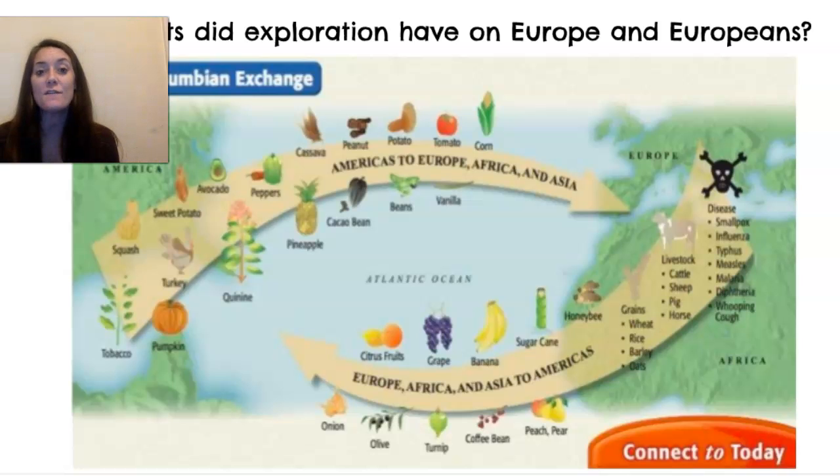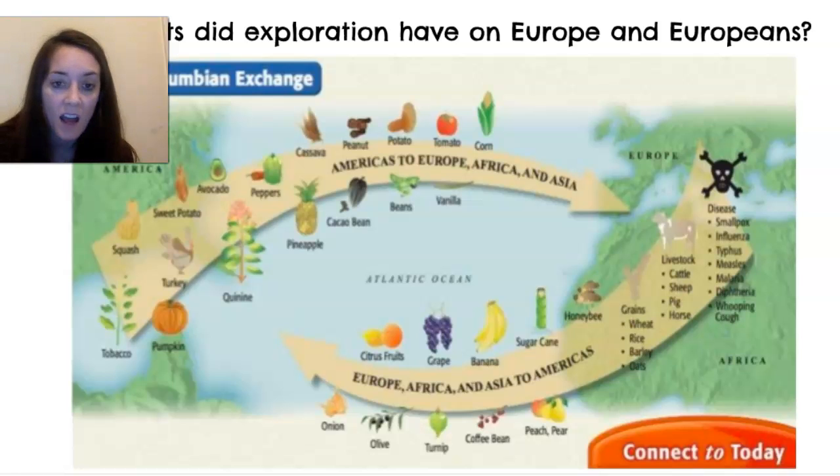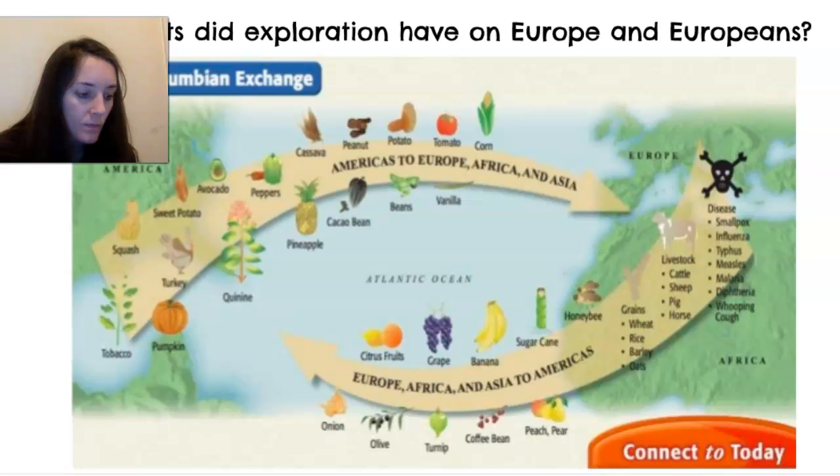So what effects did exploration have on Europe? Well, Europe got a lot of things. They got all of these different foods, plants, animals, different ways of cooking. So all of these things. Europe didn't have corn. They didn't have potatoes. They didn't have beans or pineapple. Tobacco was a huge crop that they ended up bringing over. And we're going to talk about tobacco more.